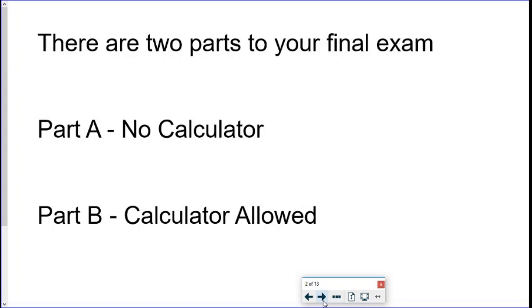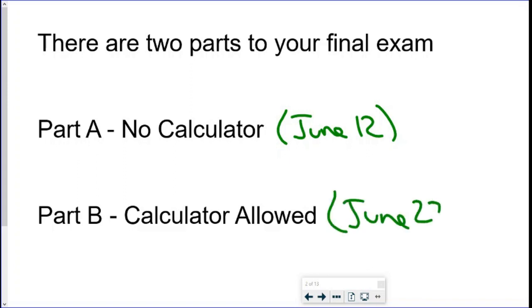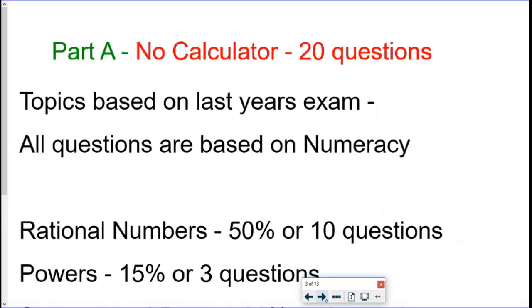Part A, which is a no calculator portion, and a part B where there is a calculator allowed. This year, your no calculator portion will be on June 12th, I believe, and I forget the date exactly, but I think it's around June 27th for your math part B. Hopefully those are the right dates. So I will talk about the part A first, and then we'll go into the part B stuff because that'll be after.